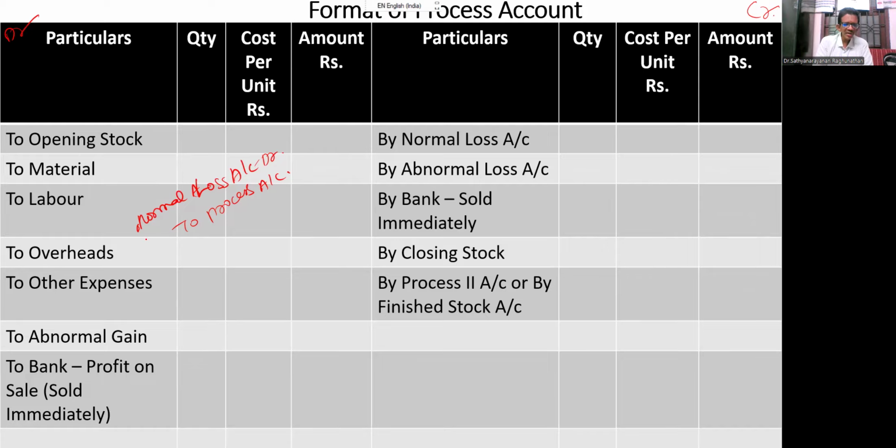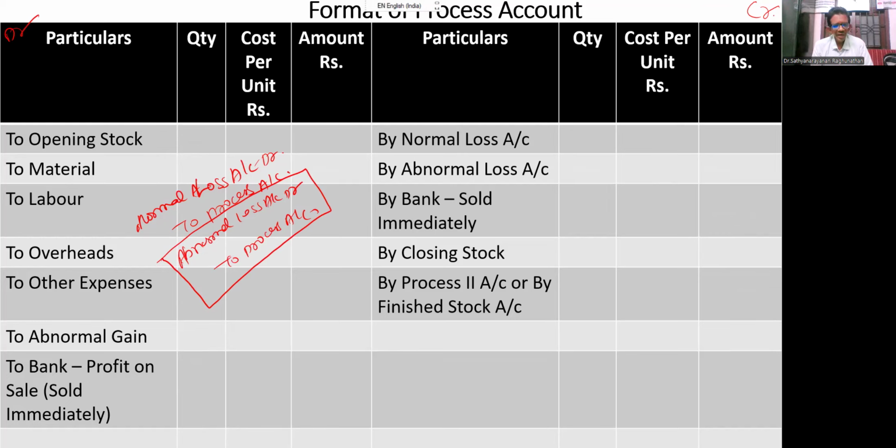For abnormal loss also the same entry. Abnormal loss account debit to process account. Okay. That is why abnormal loss appears in the credit side of the process account.